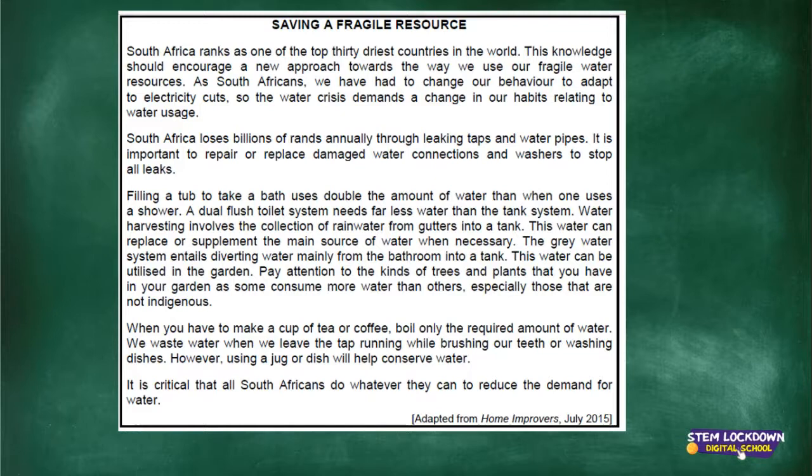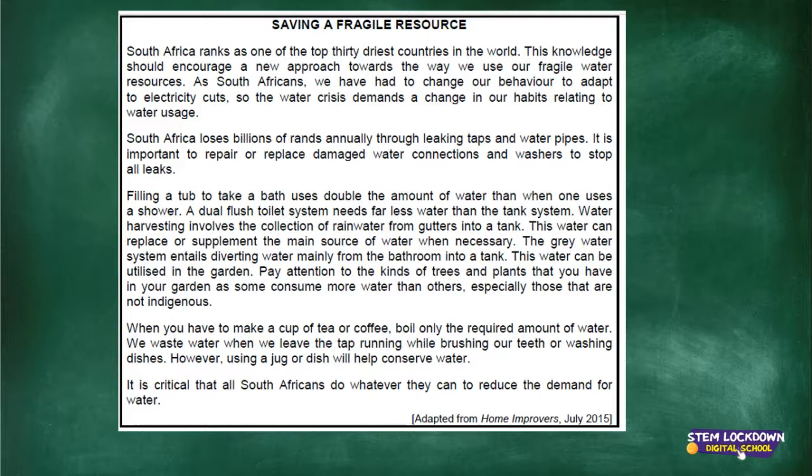South Africa loses billions of rands annually through leaking taps and water pipes. It is important to repair or replace damaged water connections and washers to stop all leaks. Now, from there, I ask you the question, how should we save water? What should South Africans do to save water? Now, from there, I would like you to come up with an answer, because I'm seeing there's an answer there. Why? Where is the answer?